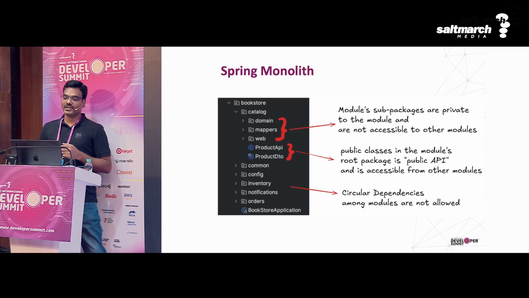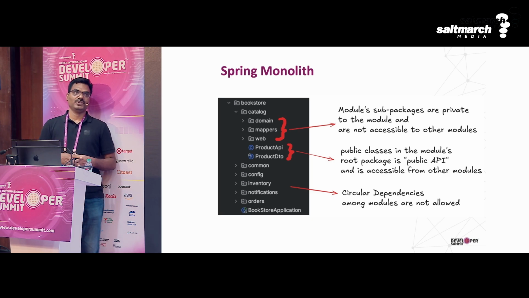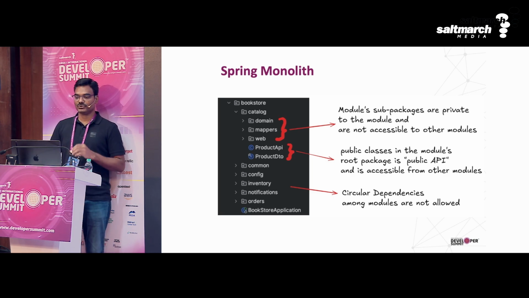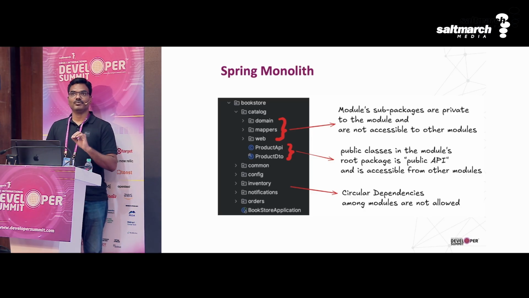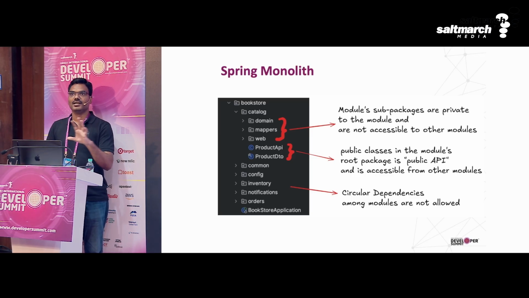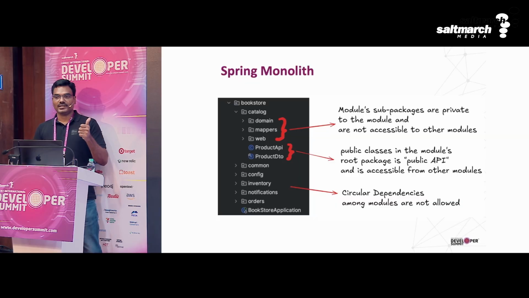But the problem is the moment you make it a public class, anybody can call it. The Java compiler doesn't prevent you from that, because that's a public class inside domain and anybody can call it. So this is where Spring Modulith comes into the picture, because it imposes those rules saying that only this product API and product DTO can be accessed by other modules and the rest of the packages are internal to that module. So that is one thing.